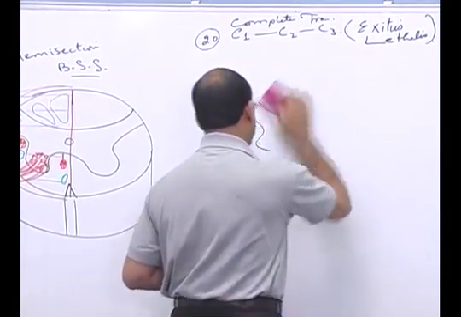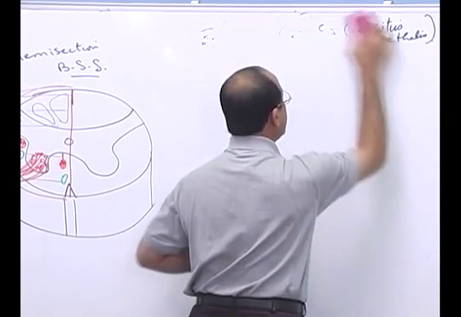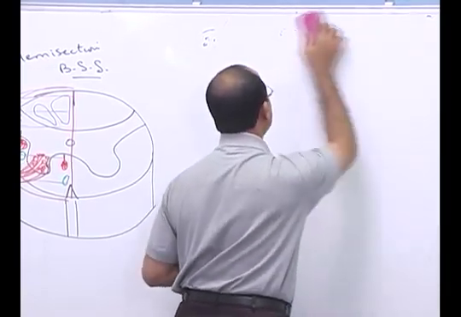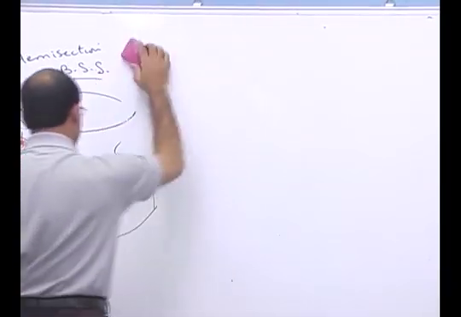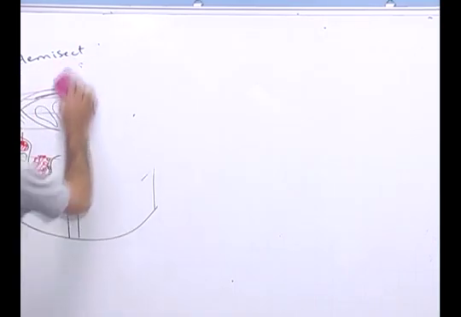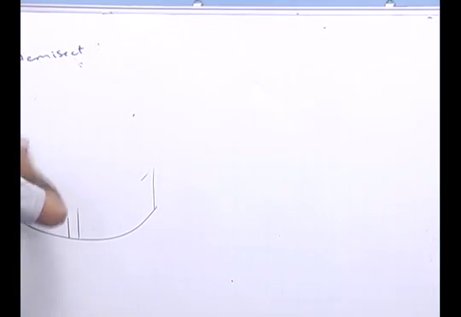In the next patient, there is loss of blood supply due to interruption of the anterior spinal artery. You know, there are many arteries which supply the spinal cord, and out of those, there are two groups very important.